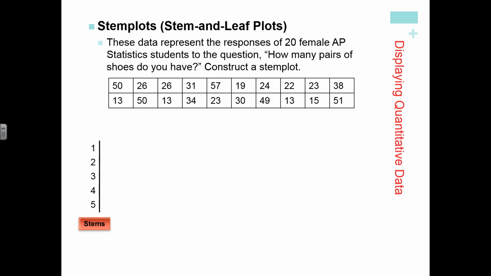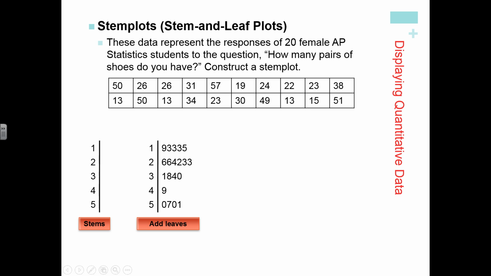All right, so once we have our stems down, we go ahead and add our leaves, which are the last digits. Now, you want to remember that here we just put down exactly what we saw. So for each stem of 1, we put down each of our leaves. So here is 1 and then 9, or 1 and then 3, or 1 and then 3 again. So you want to put that down.